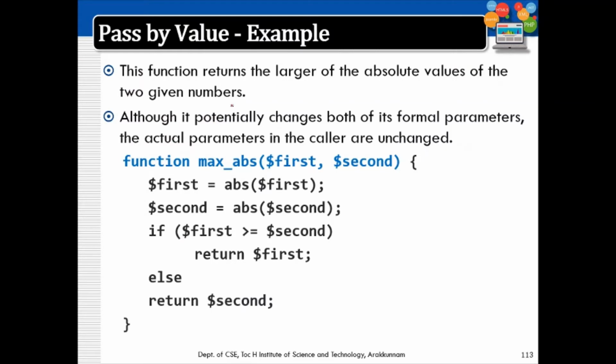This is an example of pass by value. The sum example which we saw just before is also an example of pass by value. Here is a function, max absolute value. First number and second number are passed. First is equal to absolute of first, and second is equal to absolute of second. If first is greater than or equal to second, return the first value, else return the second value. This just returns the maximum absolute value from two particular values. Here the values are passed using the pass by value mechanism, and no change is made at the actual locations of these variables.